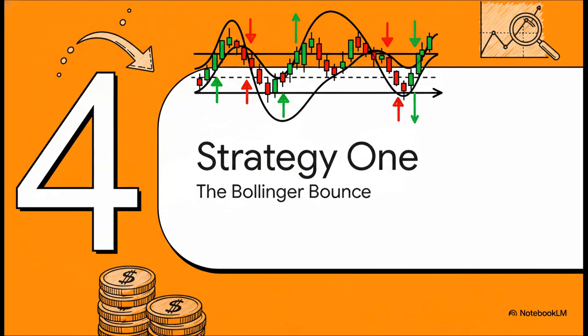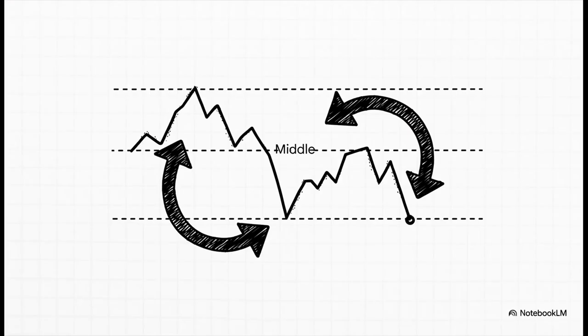Let's start with our first strategy, the Bollinger Bounce. The whole idea behind the bounce is that the price tends to return to the middle of the bands. You can almost think of the outer bands like rubber bands or bumpers, pushing the price back toward the middle.